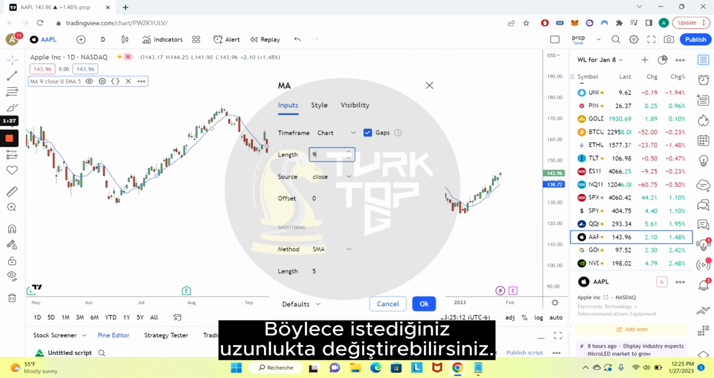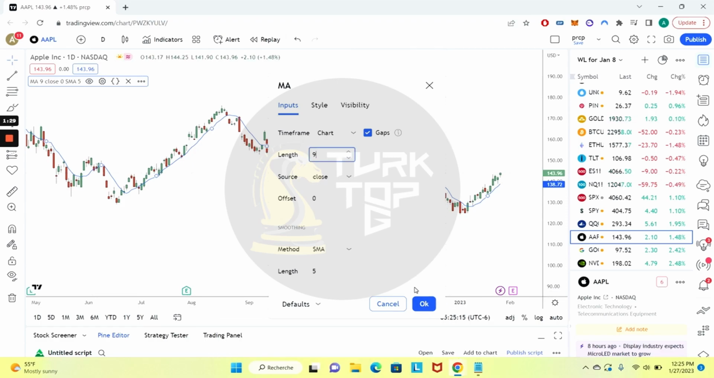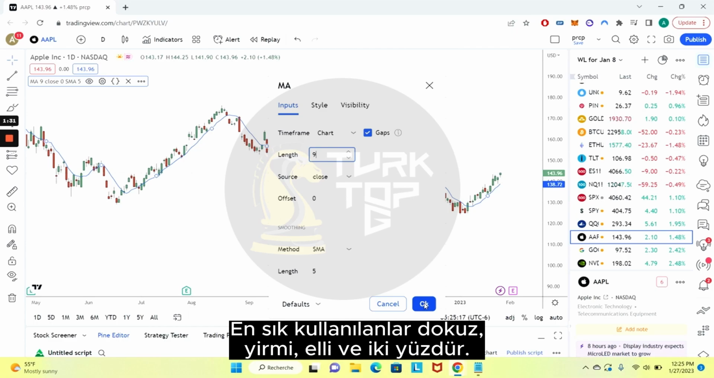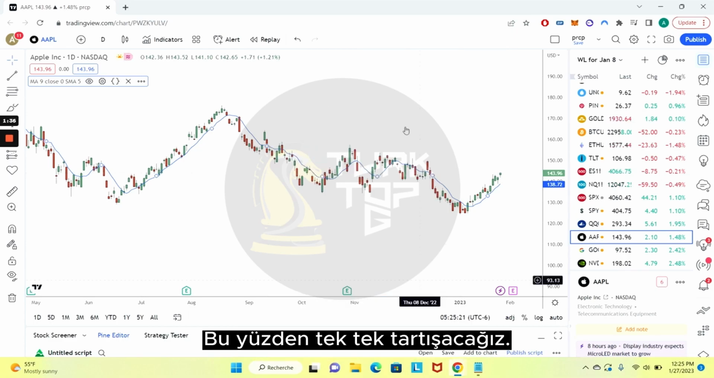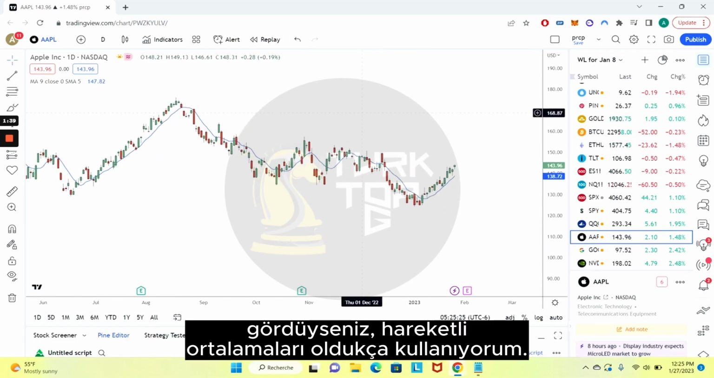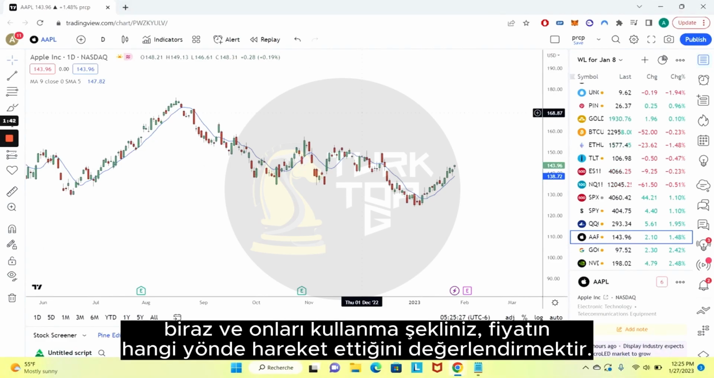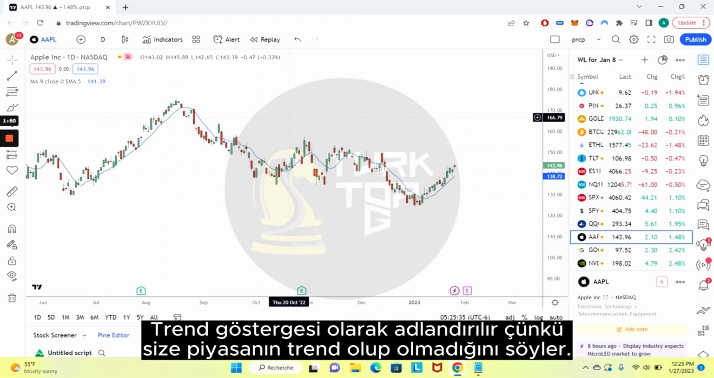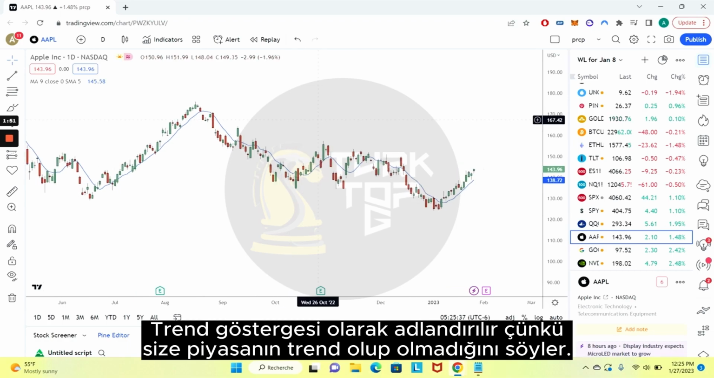So you can change that to whatever length you want. The most commonly used are 9, 20, 50 and 200. So we'll discuss them one by one. If you guys have seen the price action pro videos, I use moving averages quite a bit. And the way you use them is to assess what direction the price is moving in. It's called a trend indicator because it tells you if the market is trending.